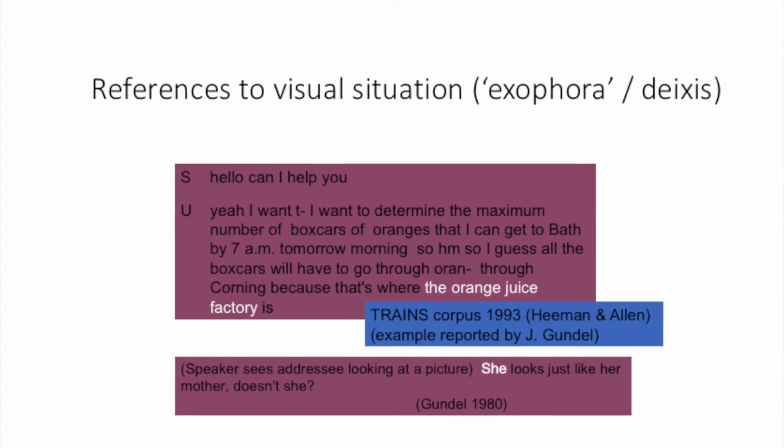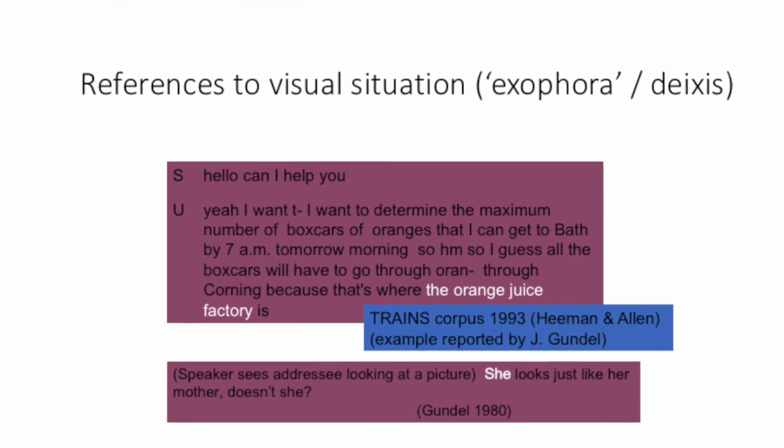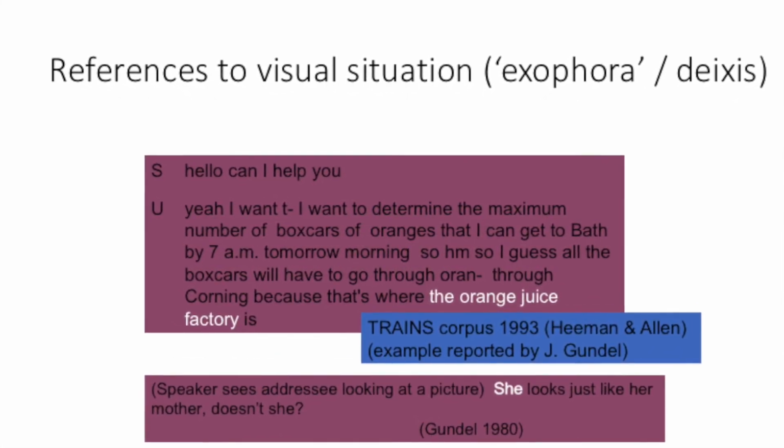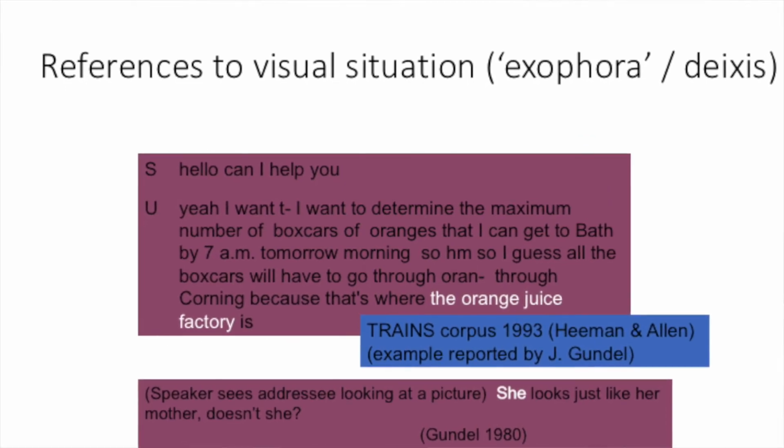In these conversations, participants often refer to entities not mentioned before, but visually accessible by way of being on the map, like the orange juice factory. This type of reference is sometimes called deixis or exophora. A system for anaphoric reference resolution in a conversational agent must be able to decide whether a reference is to an entity on the map or an entity previously discussed.